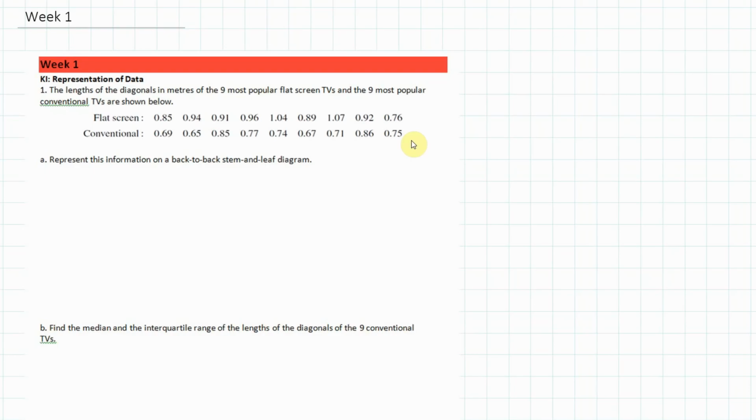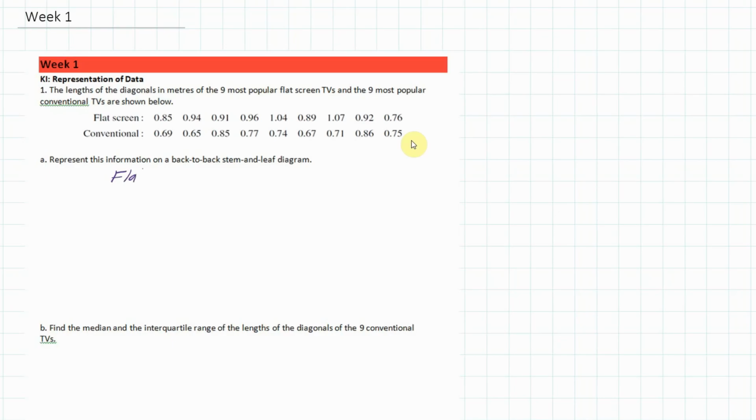So the first key indicator for our course is representation of data. This first question is actually a past exam question, I think. The lengths of diagonals in meters of the 9 most popular flat screen TVs and the 9 most popular conventional TVs are shown below. We've got flat screen on the first row and conventional next, and we've got to do a back-to-back stem and leaf diagram. I think this was worth 4 marks, and there's a number of things that you need to do. First of all, we'll set this out.